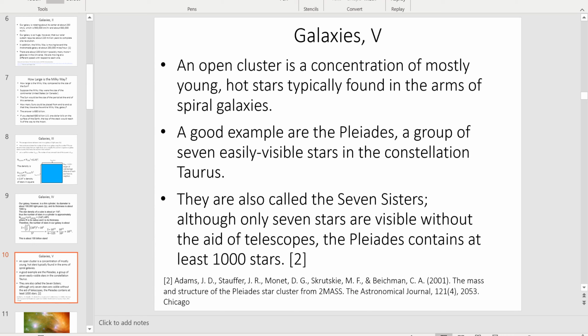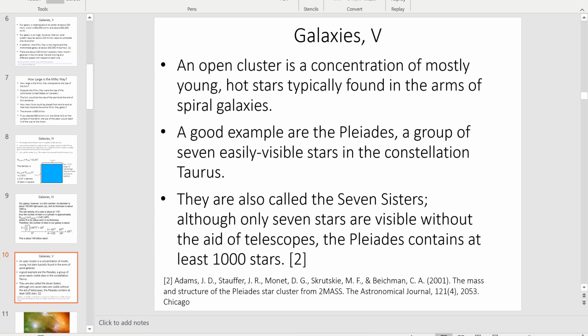There are gas and dust clouds in galaxies. Some of these gas and dust clouds are what we call open clusters. An open cluster is a large cloud, not large compared to a galaxy, but large compared to the solar system, a large cloud of gas and dust that is typically found in the arms of spiral galaxies that contains mostly young, hot stars. These are regions where star formation is occurring at a very high rate. We talked about star formation and solar system formation in previous lectures. So all of that is going on in open clusters.